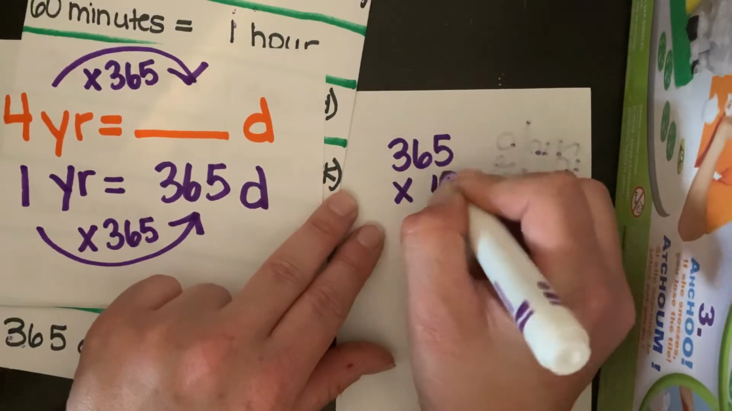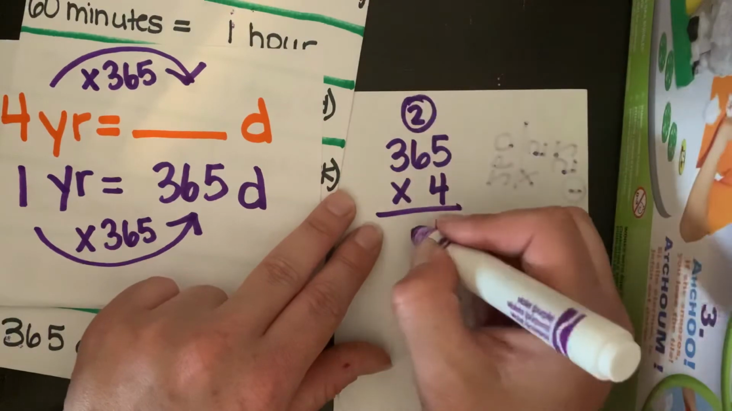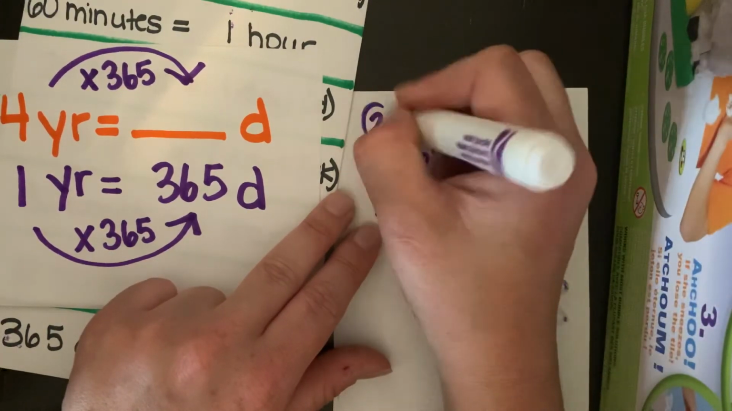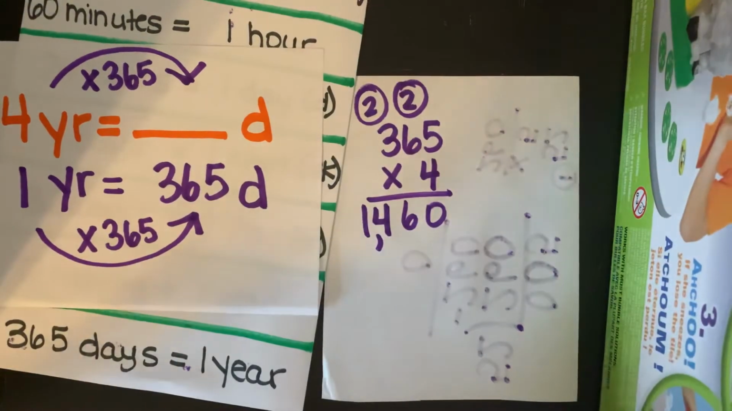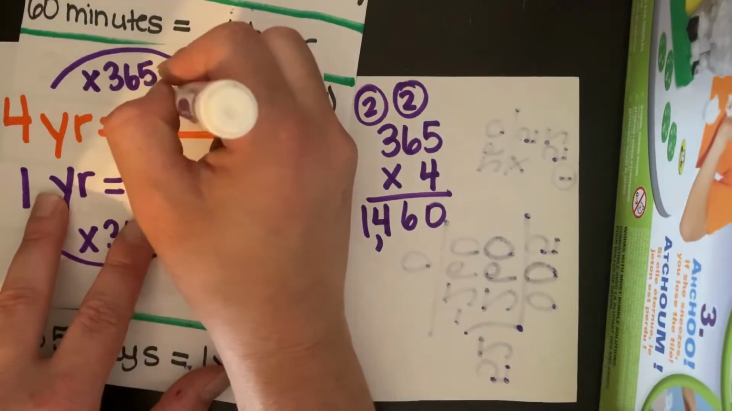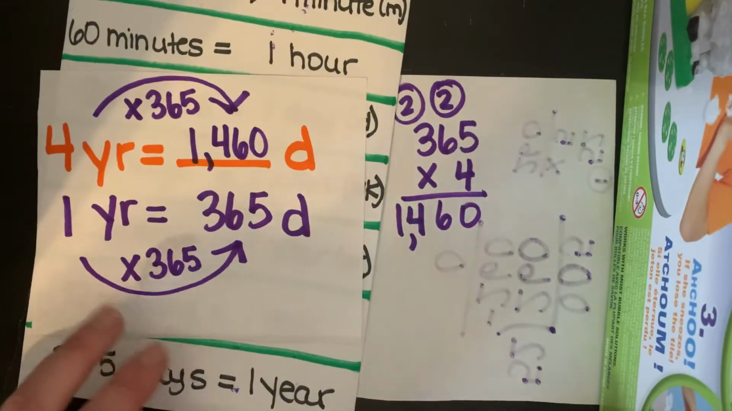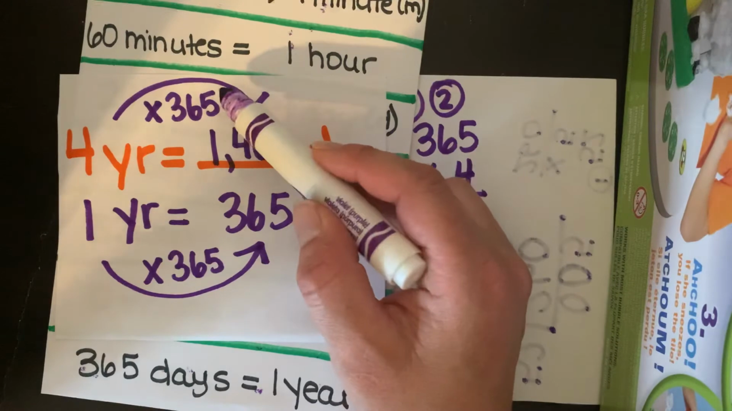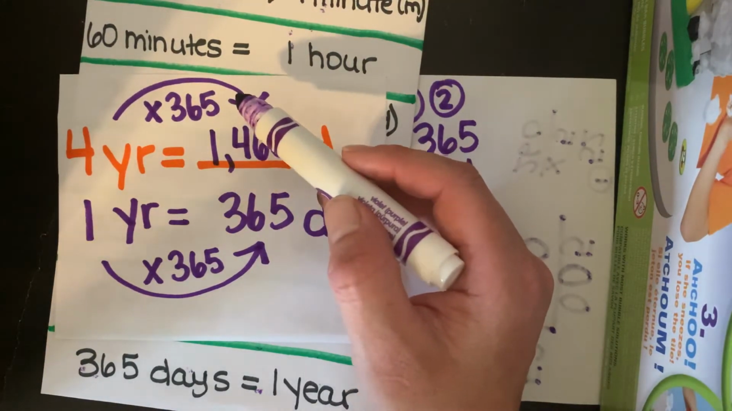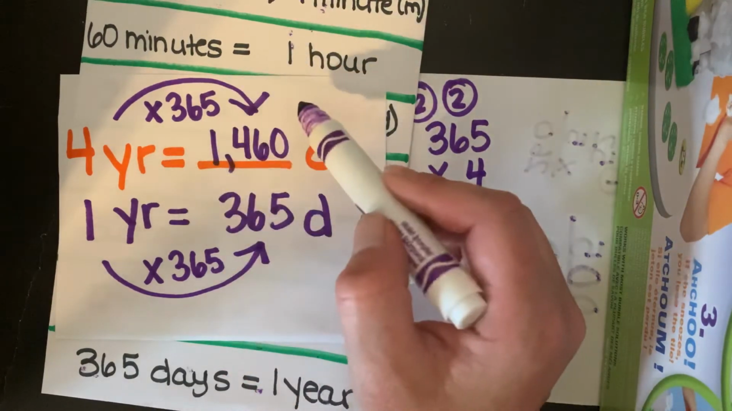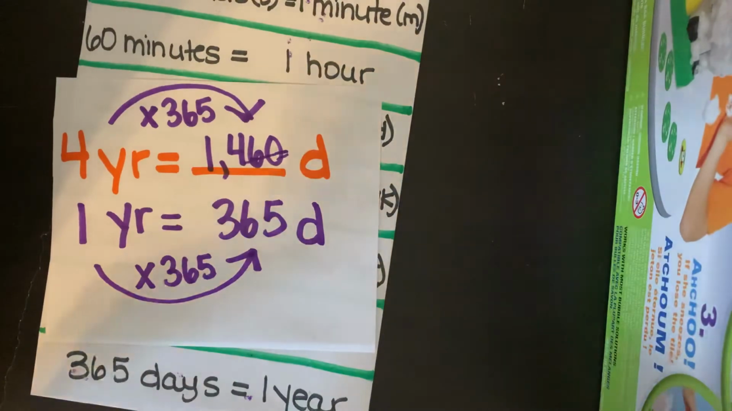365 times 4. 5 times 4 is 20. 6 times 4 is 24, plus 2 more is 26. 4 times 3 is 12, plus 2 more is 14. So it would be 1,460 days in 4 years. And you again can estimate, this is about, let's just say 400 to make it easy. 400 times 4 would be 1,600 days, and this is pretty close to 1,600 days. So it's a good answer.